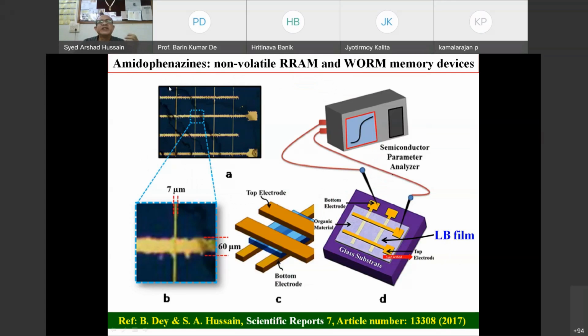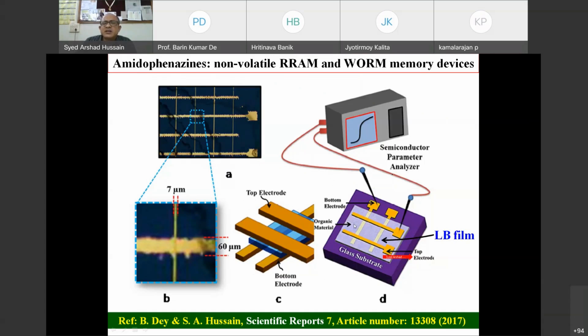Then I am showing another example where we used a phenazine derivative. This is again another organic material, synthesized by one of my collaborators from Calcutta University. And we again designed some kind of memory devices. It's a crossbar kind of device. Here you can see this white part is the LB layer of this phenazine, and these are gold electrodes. We have put them using lithography. It's a crossbar device like this.